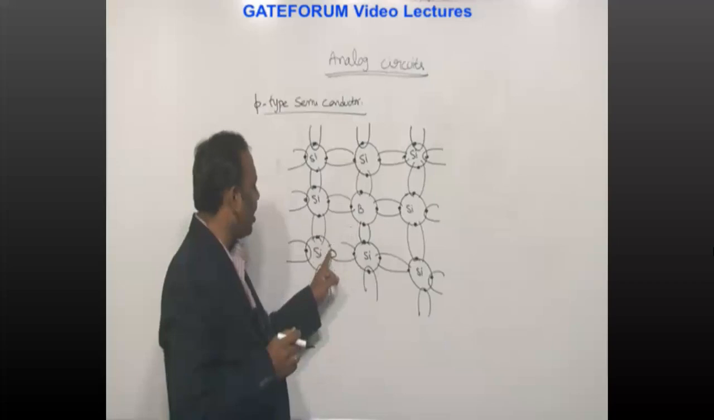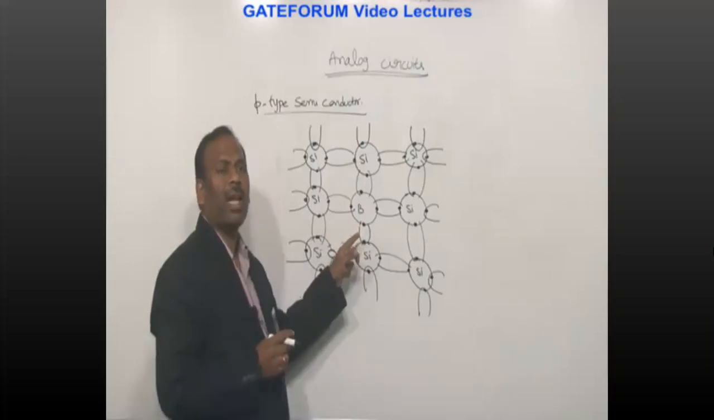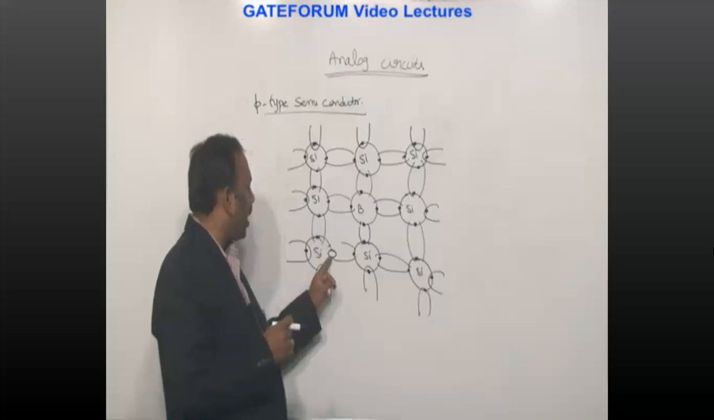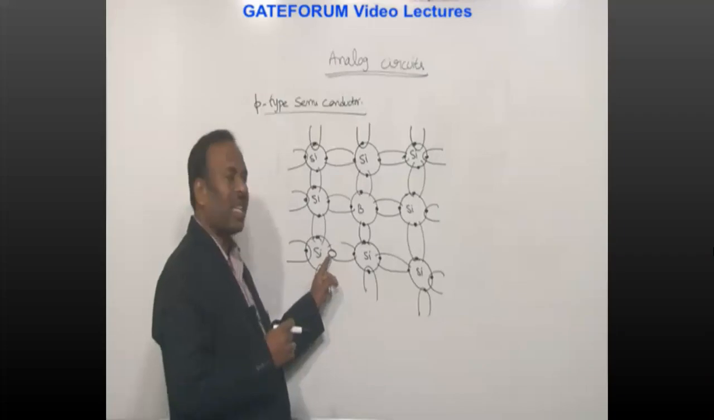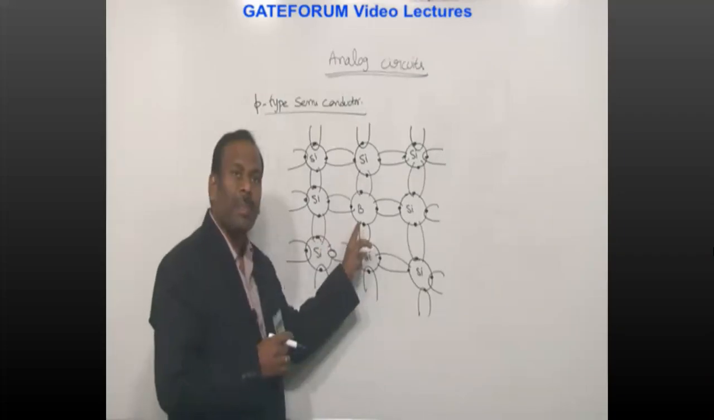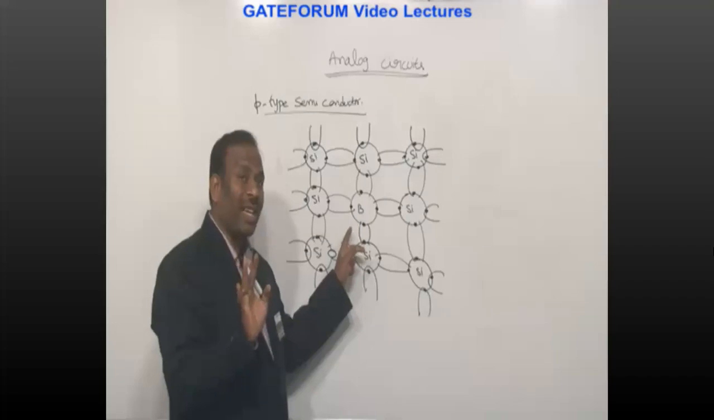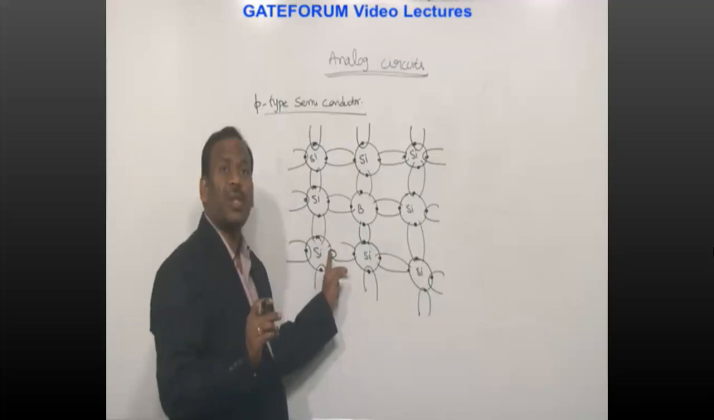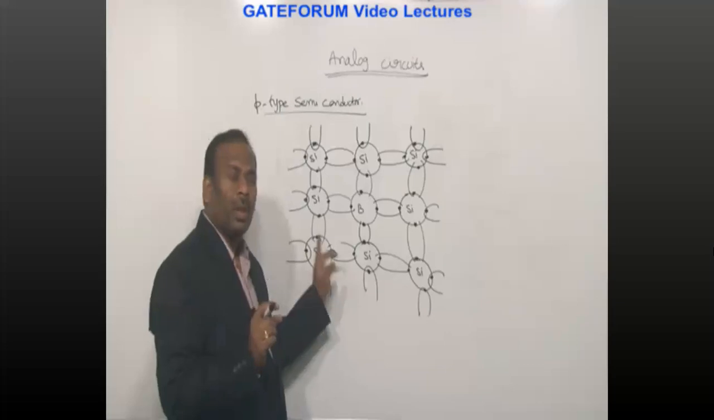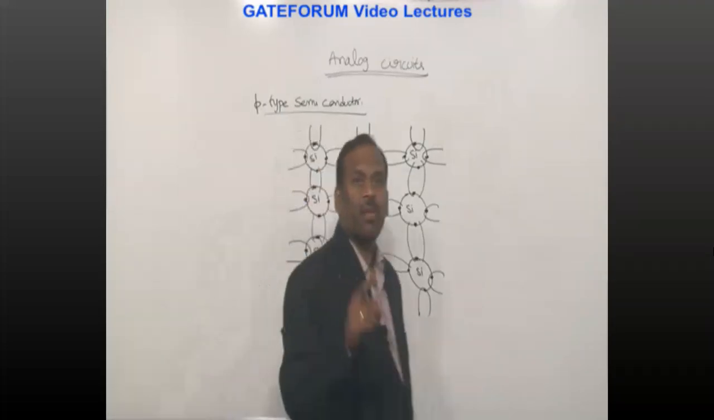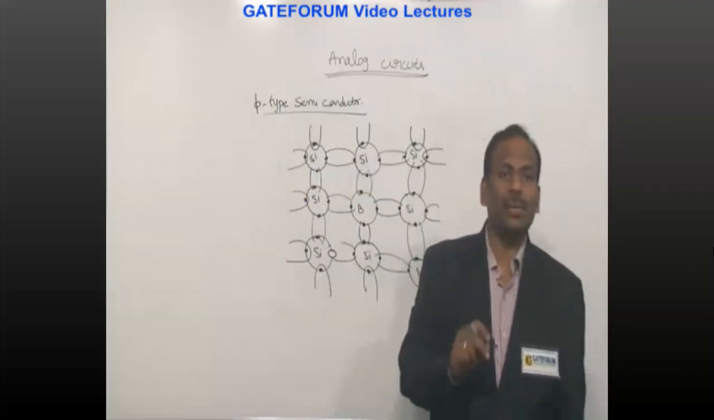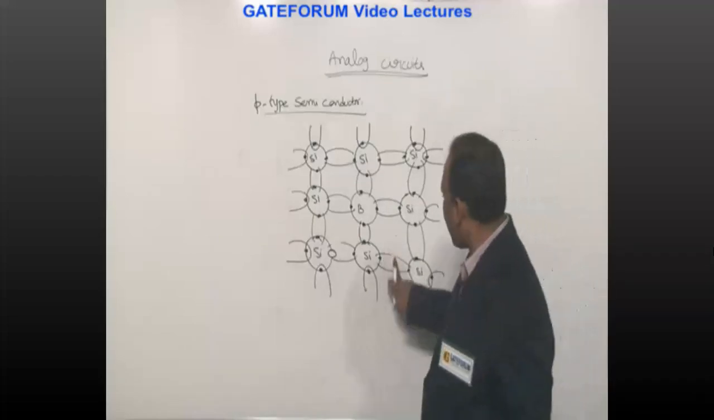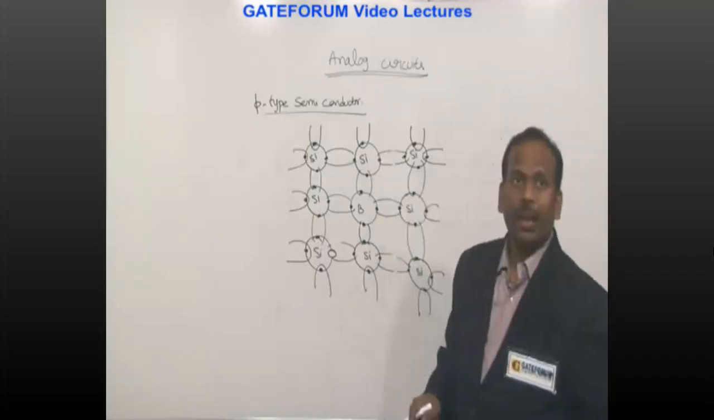So there is a strong tendency that it will attract one electron from the neighboring one. Therefore, when it is attracted, a hole is generated. Now an electron-hole pair is not generated. This electron goes here. Electron absence is assumed as a hole. Now, how many holes are there? One hole. How many electrons are there? Zero. Now, increase the temperature. At room temperature, some of the covalent bonds are broken.